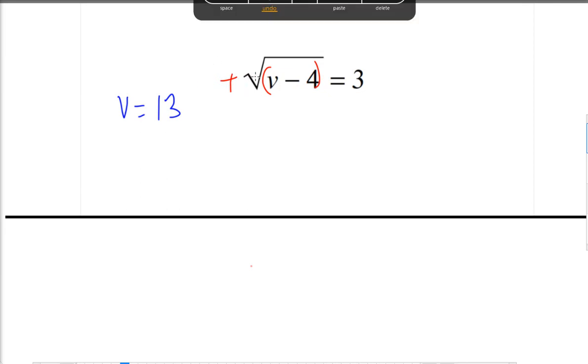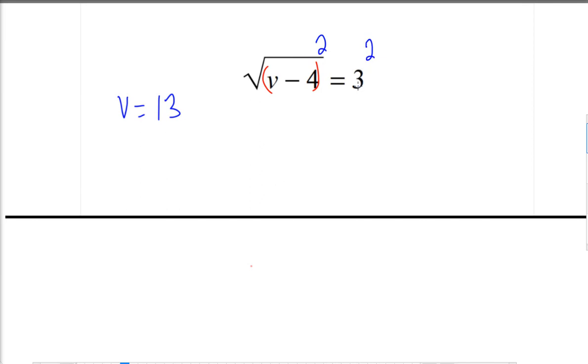If we were, we'd get rid of 8, but we actually just have the square root of v minus 4. So we're going to square the left side. That means we're going to multiply v minus 4 times v minus 4 twice. And we're going to multiply that number on the right 2 times, so 3 times 3. So when we multiply this number twice, 3 times 3 is equal to 9.